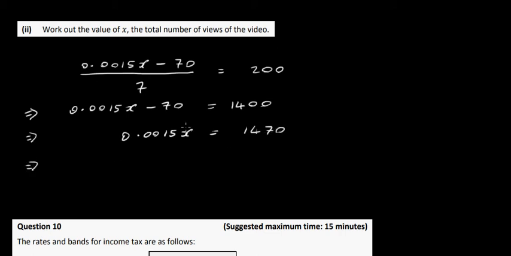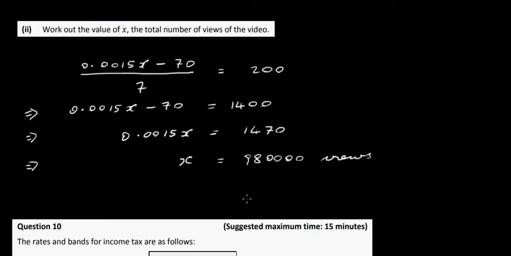And then finally divide both sides by 0.0015 to get rid of that 0.0015 on this side here. And that will give us 980,000. So it's this many views, 980,000 views. So for this particular video they would have to get 980,000 views in order for each of the 7 people to get 200 euros in profit.